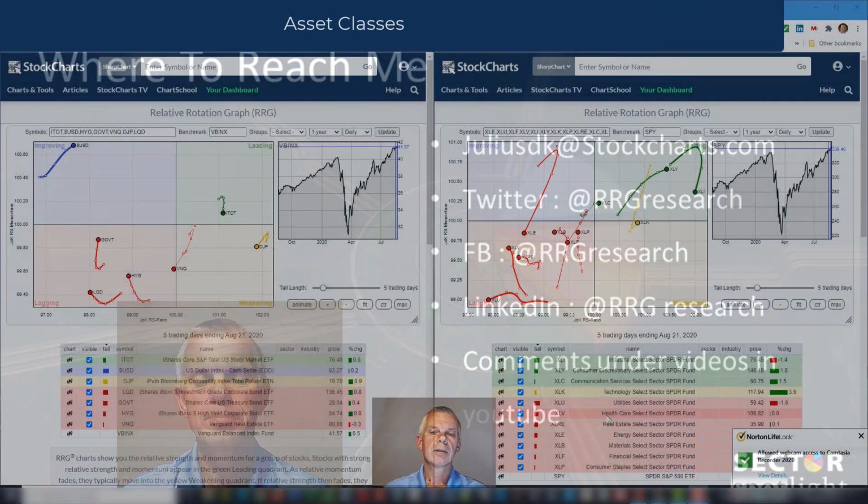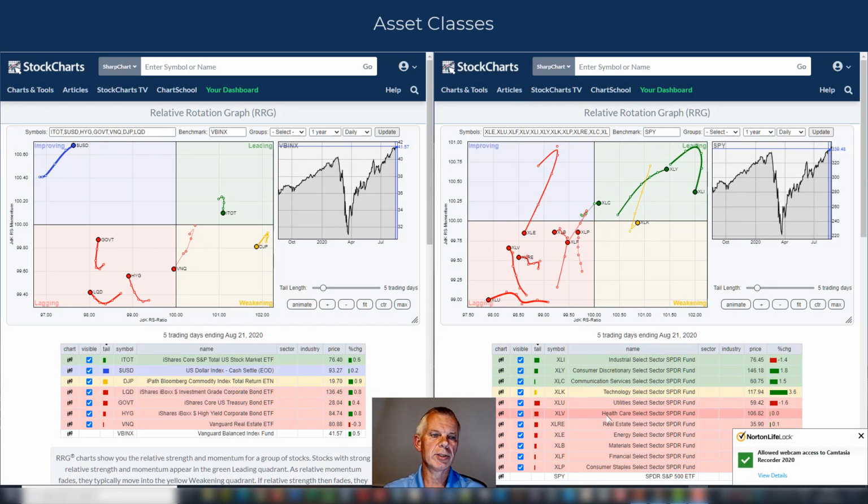Here we go. So here are the RRGs for asset classes and sectors side by side, as we usually show them here on Sector Spotlight, to get a handle on what happened in the last trading week, the week ending on Friday, August 21st. If we start with the asset classes, it's still a biased picture with stocks inside leading, the US dollar inside improving, but far to the left. It's actually the weakest asset class if you scale on the RS ratio axis.